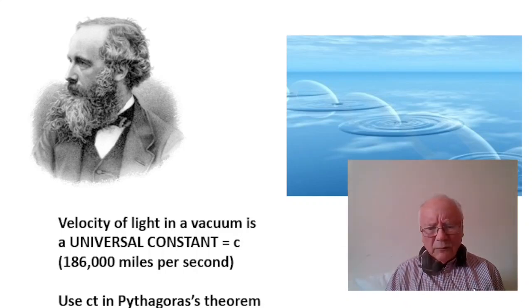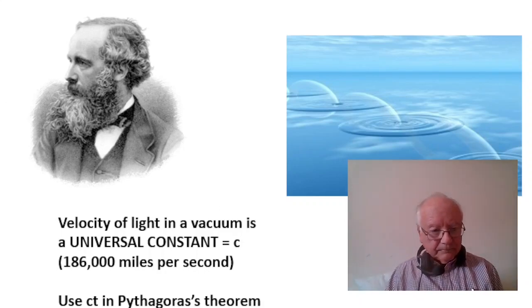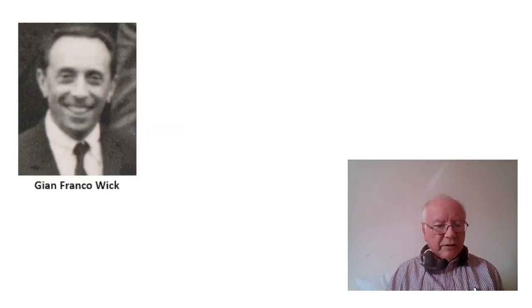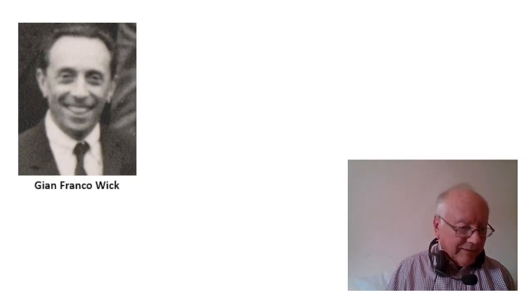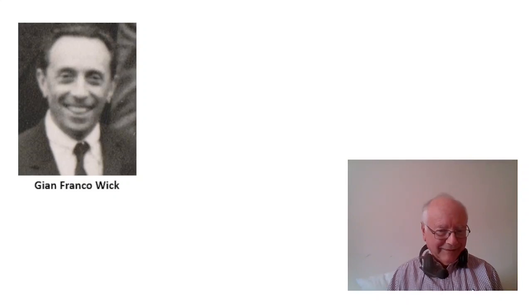And that means it won't be independent. So we need t to be independent of x, y, and z. This was solved by an Italian-American physicist called Gianfranco Wick. He didn't solve it until 1954.